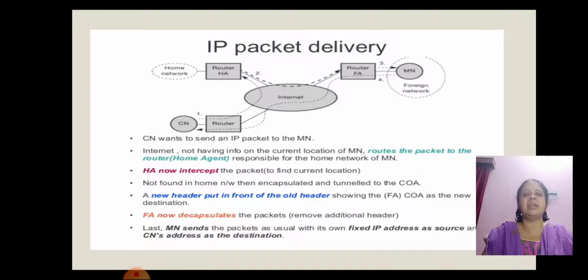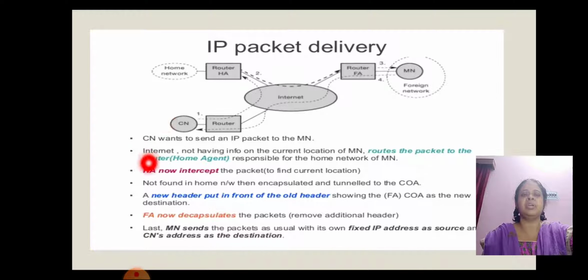This is the diagram of IP packet delivery. In the first step, CN wants to send an IP packet to the mobile node. CN is actually the correspondent node. What is a correspondent node? At least one partner is needed for communication. The correspondent node represents this partner for the mobile node. The correspondent node can be a fixed or mobile node.